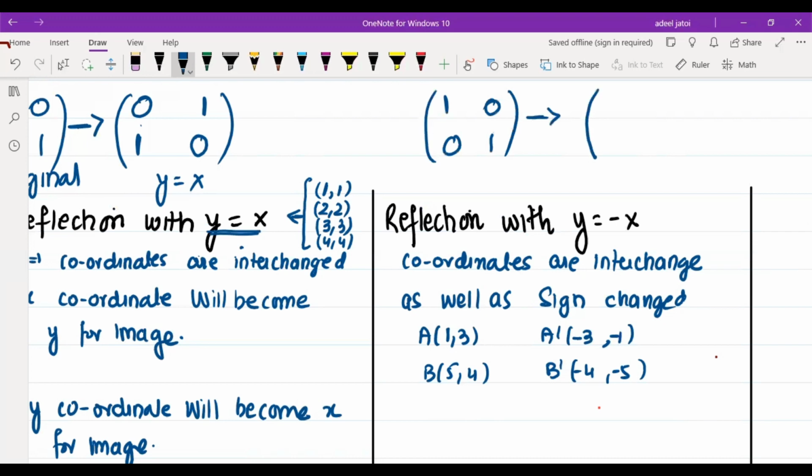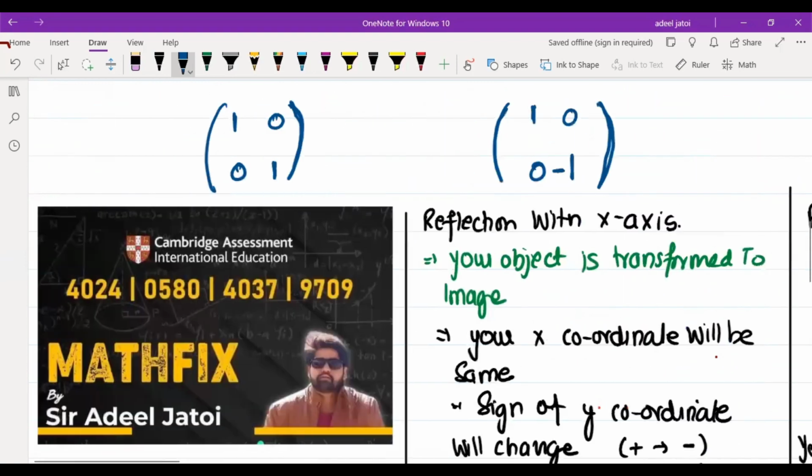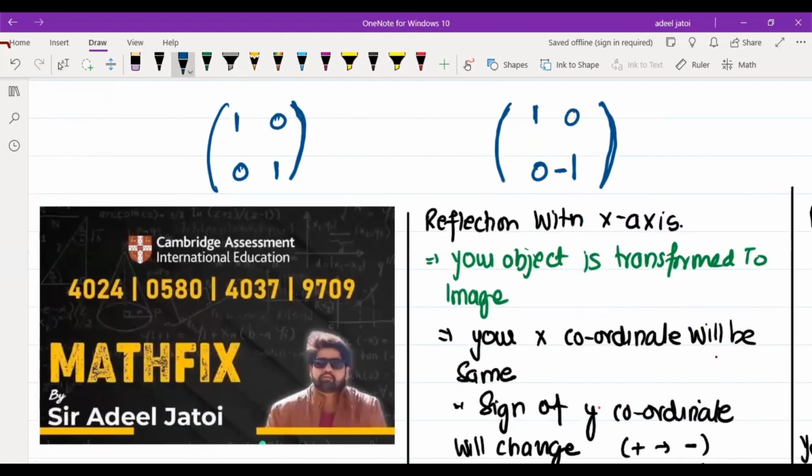Your coordinates are interchanged as well as the signs are interchanged. 0 minus 1 0 will become what? Your y is equal to minus x matrix, where this becomes the original matrix of any coordinate that is given. So these are the four matrices for the reflection.